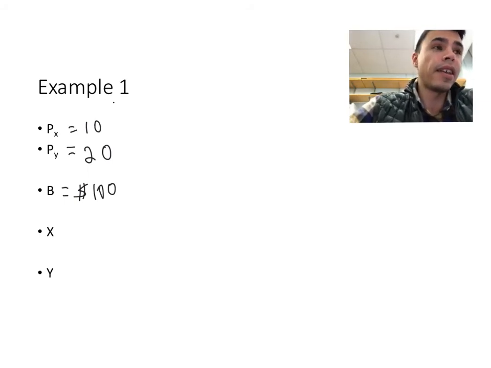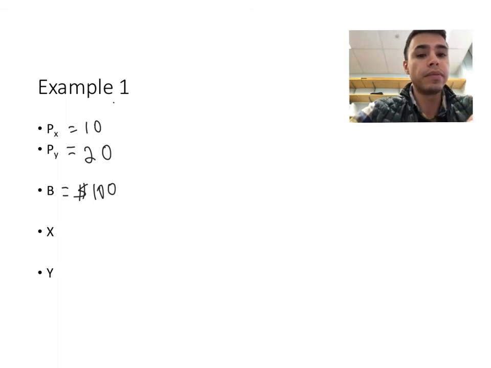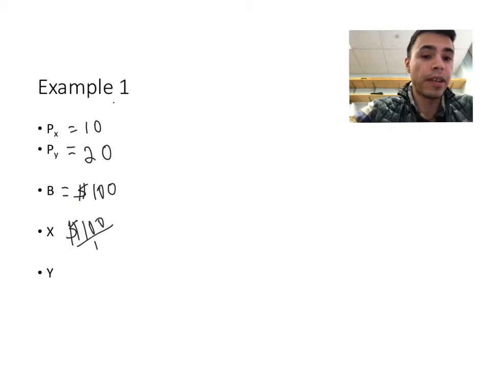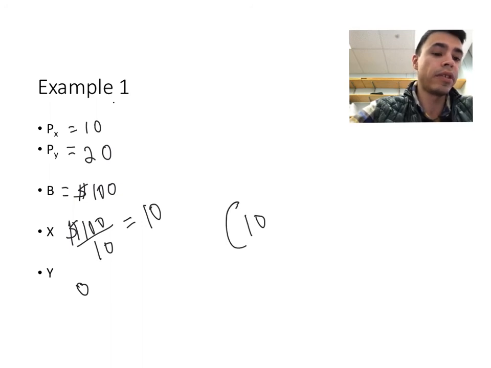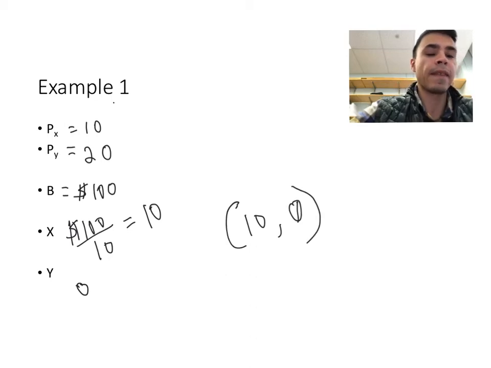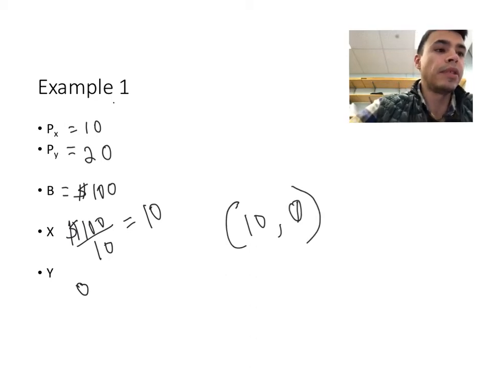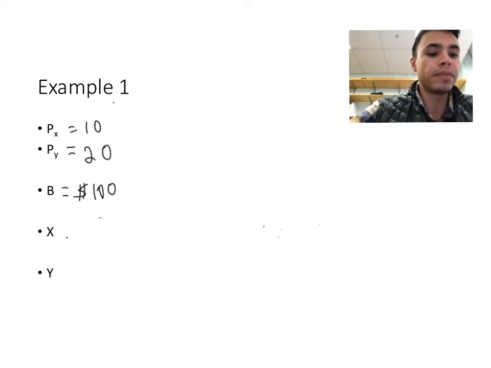So let's say an extreme example. Let's say that you decide to not buy any of good Y because it's too expensive and you're going to spend all your money on good X. Well, you're going to end up spending $100 divided by 10 because it costs $10 per unit. You're going to end up buying 10 units of good X and 0 units of good Y, which yields the ordered pair of 10 units of good X and 0 units of good Y. Okay, so it's a little bit of an extreme example, but it's affordable. You can afford it, and that's one possible choice.